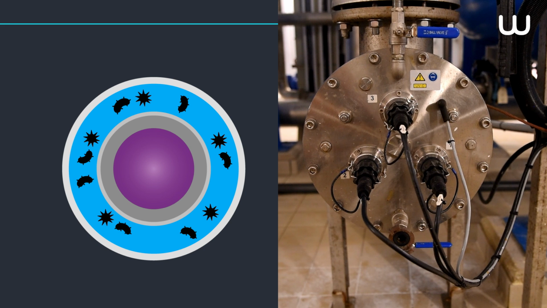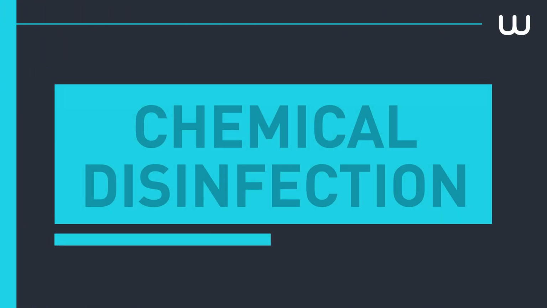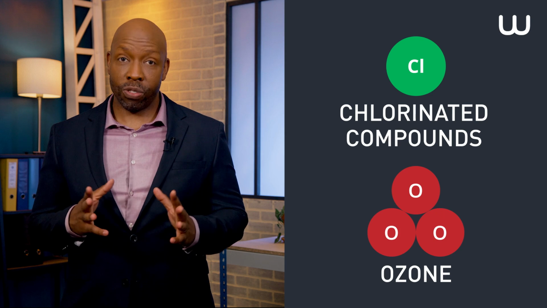Now, these ducts are laid down in parallel or perpendicularly to the flowing water, either vertically or horizontally, in reactors. And these reactors are in uncovered channels or enclosed and pressurized. Now, in the case of drinking water, closed pressurized reactors are used. Chemical disinfection may be carried out in several ways. Now, currently, the most commonly used reagents are chlorinated compounds and ozone.